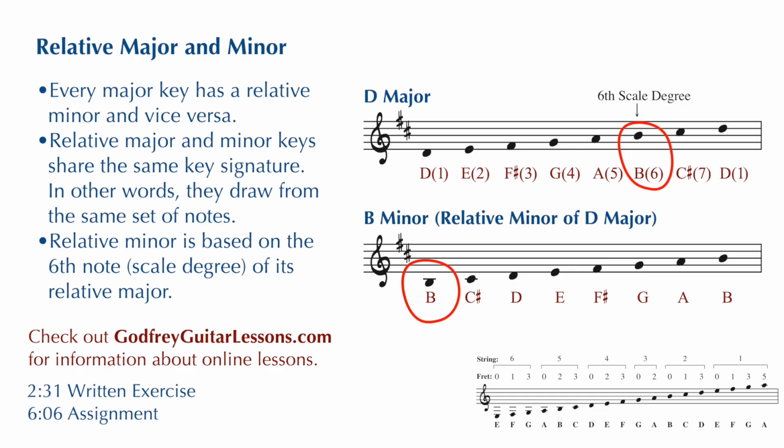And again, even though this particular B minor scale begins an octave lower than that sixth scale degree in the example right above it, that is still a B minor scale. It's the relative minor of D major.